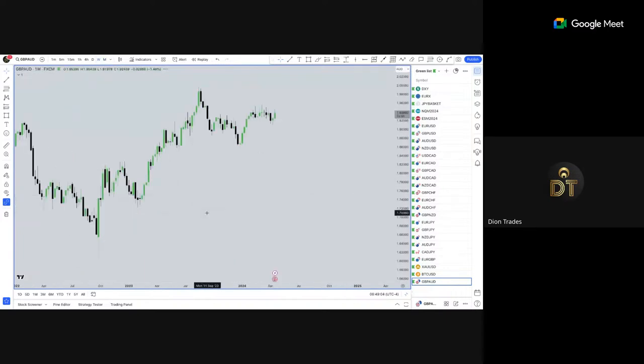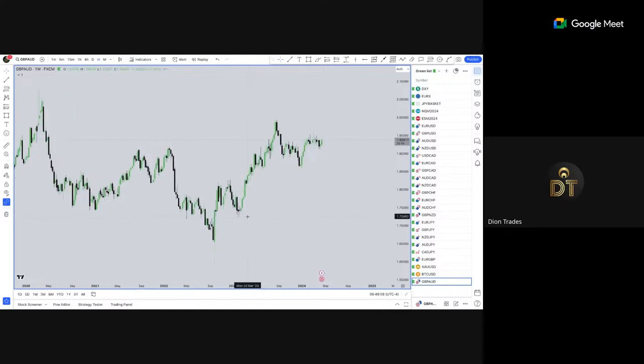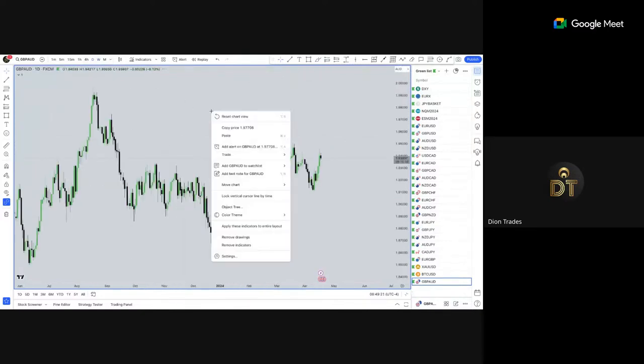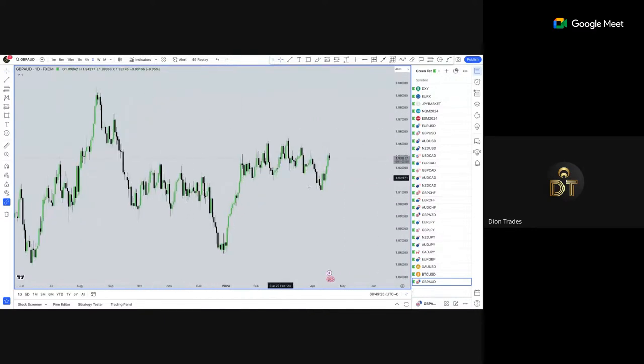Go to weekly. Order flow here is kind of bullish. Smart money reversal. Fair value gap traded higher, respecting bullish arrays. So I think bullishness on GBP AUD is deserved. Now it's a question, how does this look like?